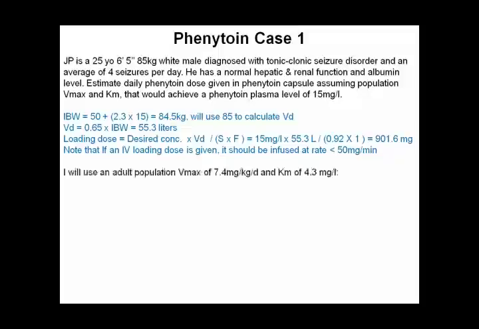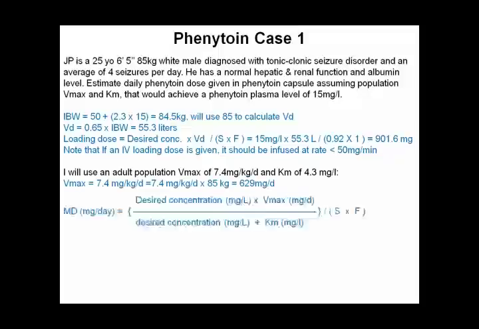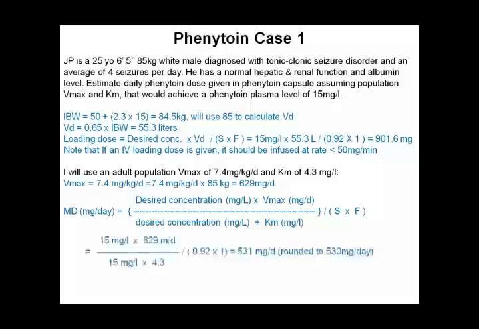To calculate the maintenance dose, you use population Vmax of 7.4 and Km of 4.3. You calculate Vmax in milligram per day, and you use this equation here to calculate maintenance dose. Vmax 629, Km is 4.3, and you end up with a dose of 531 milligram per day.